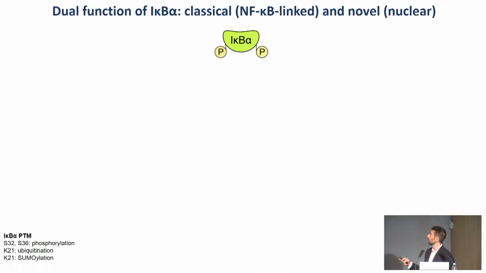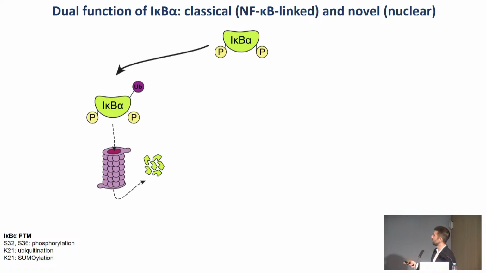So, as you may guess, one of the most important proteins of this NF-κB pathway is its main inhibitor, IκB alpha. So after its phosphorylation, it needs to be very rapidly degraded by the proteasome, mediated by ubiquitination, to, in the end, allow a proper NF-κB activation.